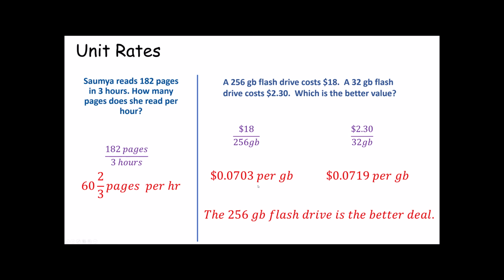Now, remember from our last video, I said that typically we put money on top. We could have written this as 256 gigabytes for $18 and 32 gigabytes for $2.30, and then your answer would have said how many gigabytes you get per dollar. Gigabytes per dollar. And the better deal would be the larger number because we want more gigabytes per dollar. So the way we write this is very, very important. That's one of the reasons why we're so conscientious and careful about where our labels go.